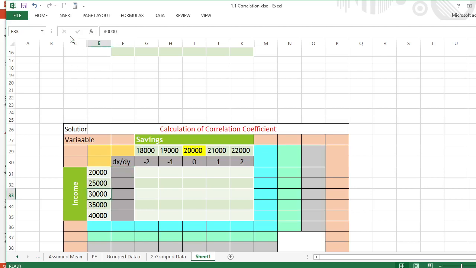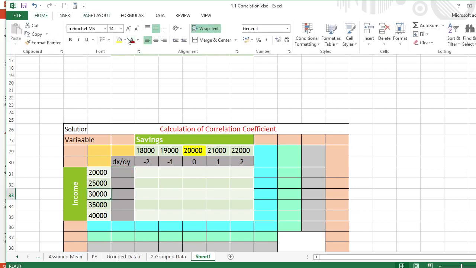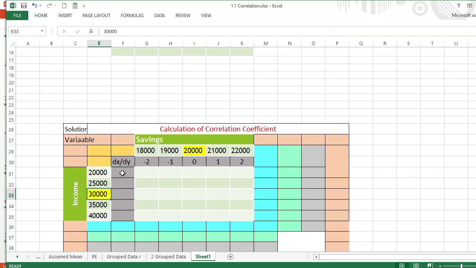Here again, I'll consider 30,000 as my assumed mean. So our formula is (x minus a) divided by c. Here you can find the c value: 25,000 minus 20,000, so the c value is 5,000. 30,000 minus 25,000, the c value is 5,000. So here x is 20,000 minus 30,000, so the difference is minus 5,000 divided by 5,000, so here it is minus 1.